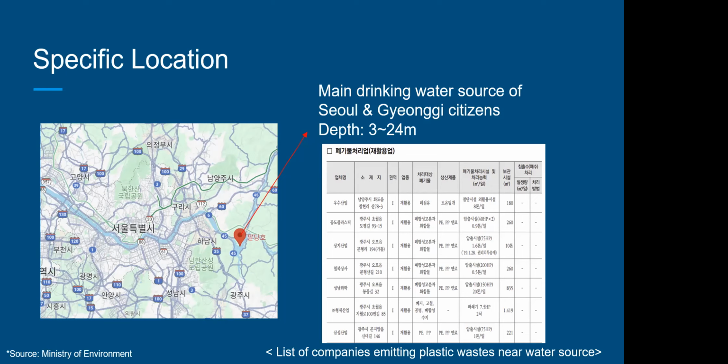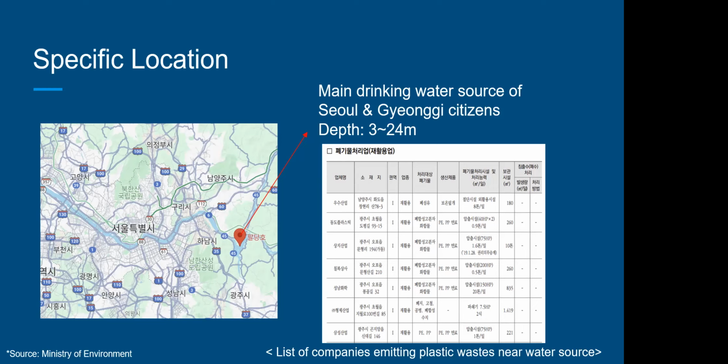The second table is about the list of companies emitting plastic waste near the Paldang area. They emit a lot of plastic waste around the Paldang area, so there will be demand for measuring the microplastics near this location. Next slide, Hae-seung will cover the rest of the materials.